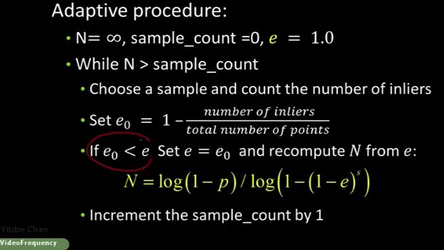So if the new E is less than the one I had before, I set that value and I recompute n. So first time around n was at infinity, and then n gets lower. And I keep doing this, and what can happen is, since I only change E if it's smaller, that means n can only get smaller. So eventually the number of samples that I tried will get bigger than the n that I need. And when I do that, then I stop. And that's a way of adapting when you don't know a priori the number of outliers that are there.